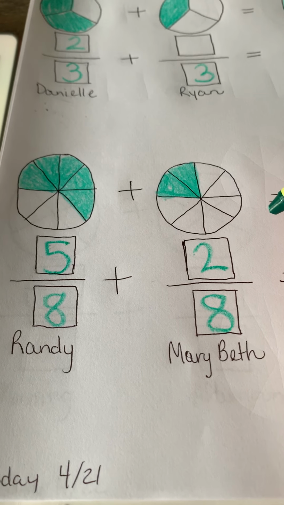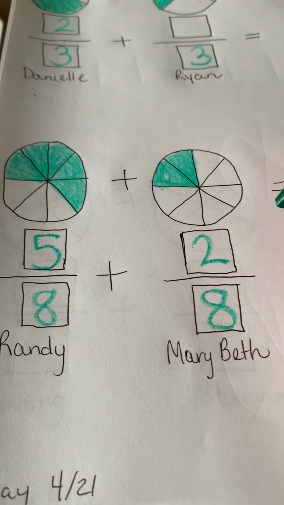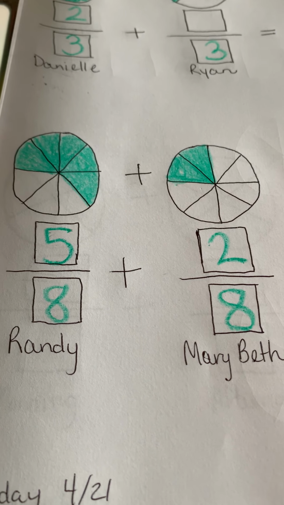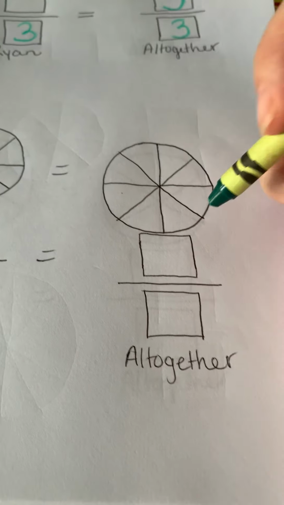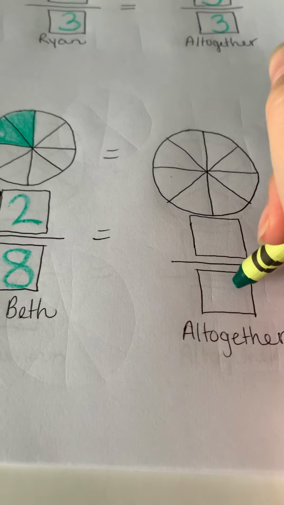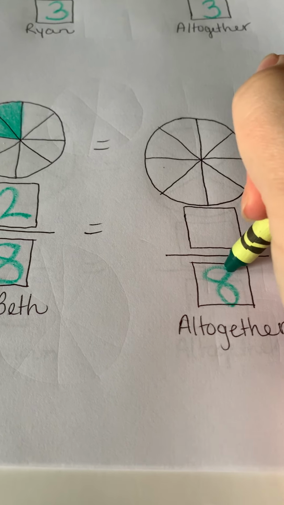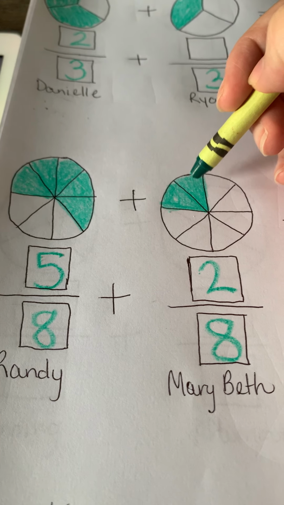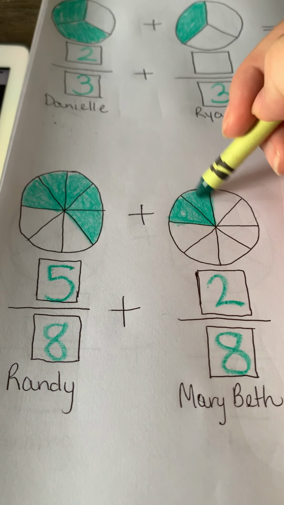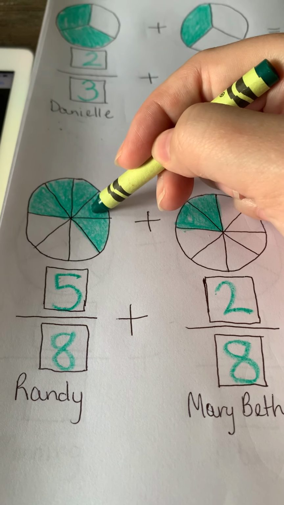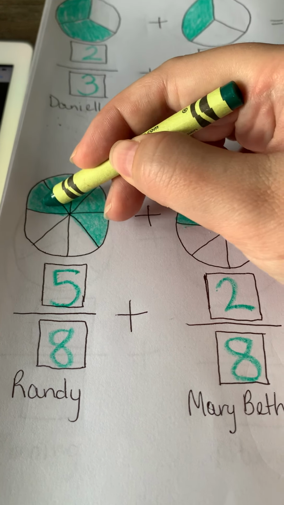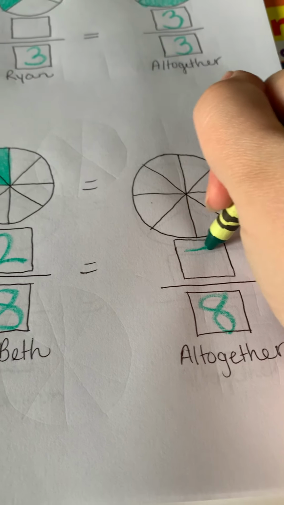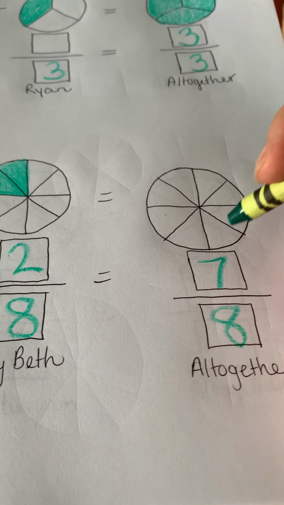So now what we have to do is add our fractions together to see how many lollipops they passed out in total. So we already, once again, know we have 8 pie slices. So we put an 8 down there. And now we have to count the ones that we colored in. 1, 2, 3, 4, 5, 6, 7. So over here, we're going to write a 7 because they passed out 7 lollipops in total.